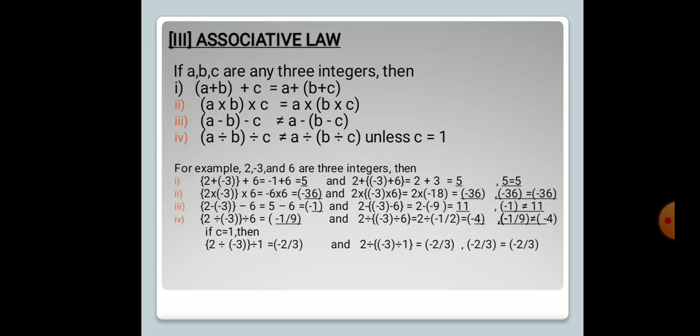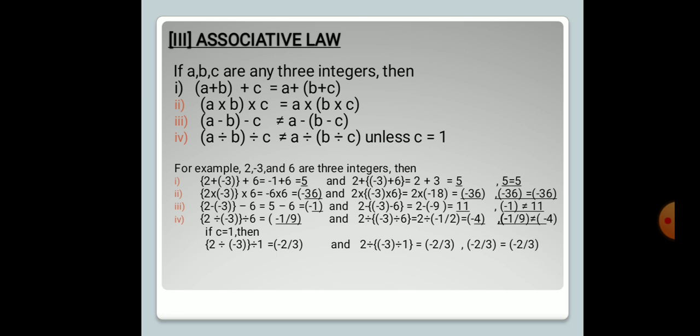Okay, next one, associative law. In this case, you have to consider three integers, a, b and c. The first one, a plus b plus c, that is adding the first and second integers, then adding the third integer, is equal to the first integer plus the result of the sum of the second and third.